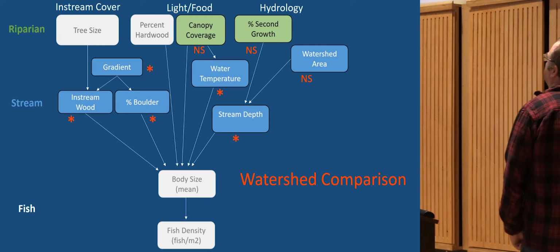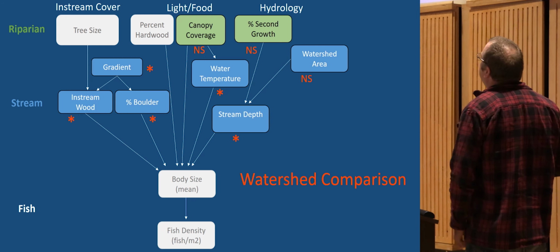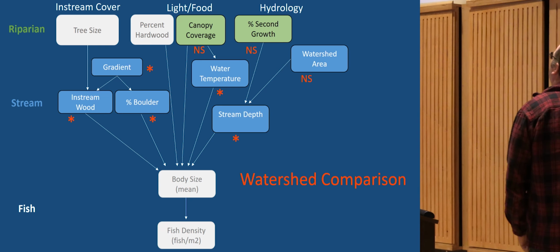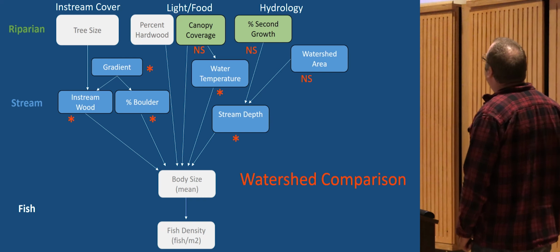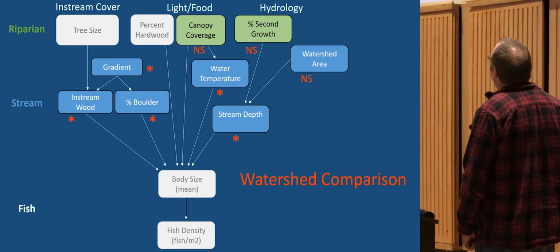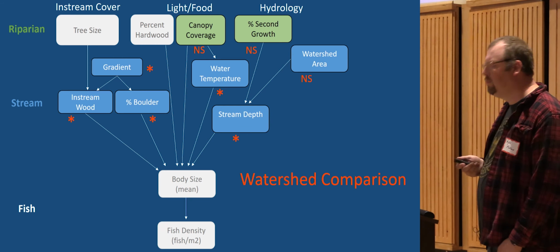So we'll come back to our model. This gives us support for both in-stream wood and boulders within our in-stream cover model. Lower water temperatures were once again important, so canopy coverage is doing a pretty good job with our temperatures. Deeper streams too, and then watershed area and percent second growth didn't really show up within this analysis.